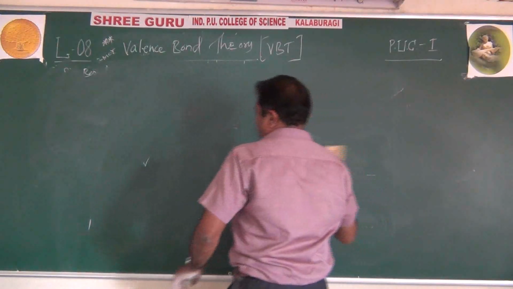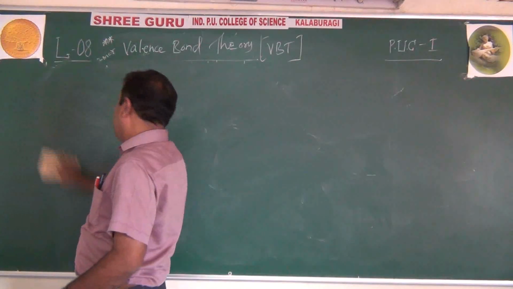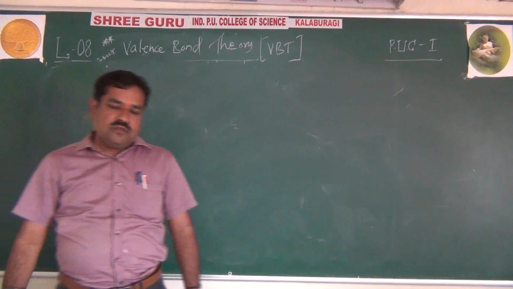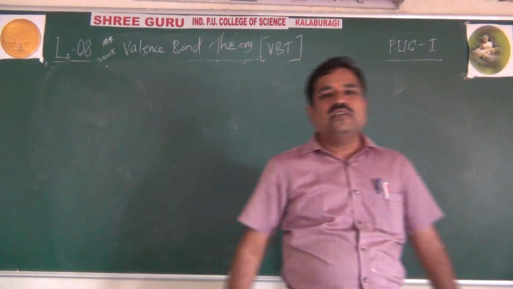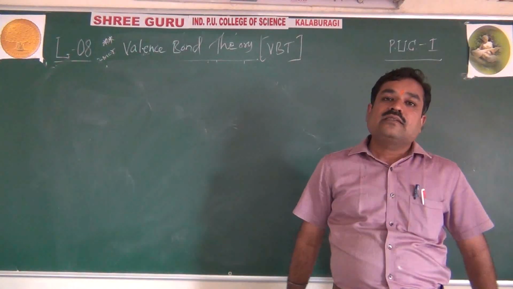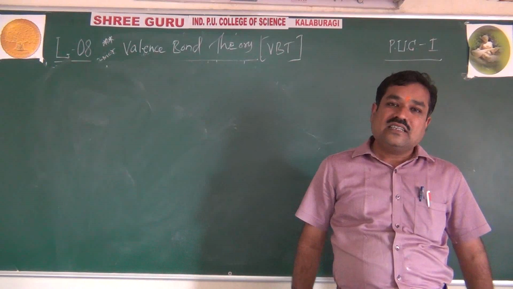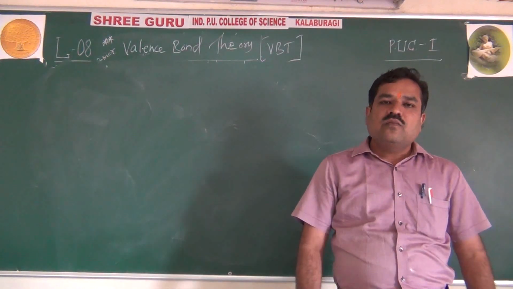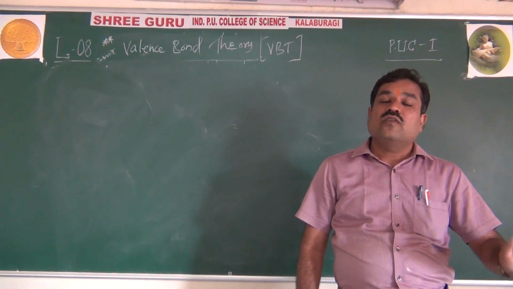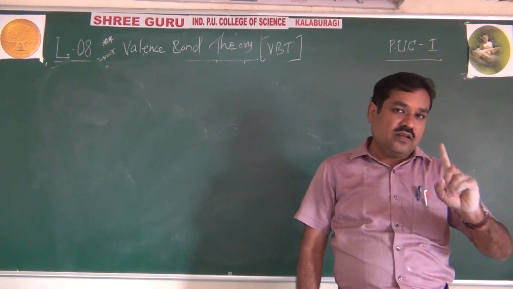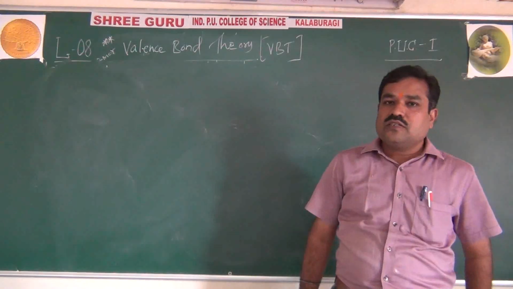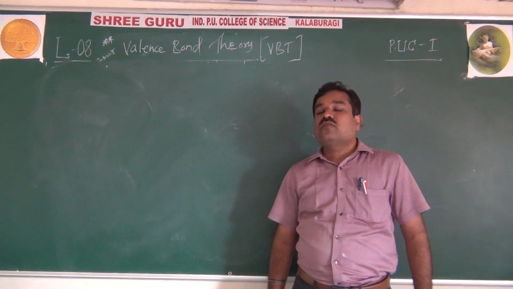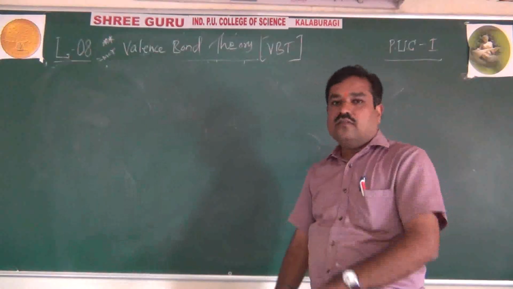And this pi bond is weaker. Why? Because extent of overlapping is less, probability is less. That's why pi bond is weaker than sigma bond. Sigma bond is stronger than pi bond. Why? Extent of overlapping along the internuclear axis is more than the sideways or lateral overlapping. Very, very important for theory 1 marks. They will ask you, why sigma bond is stronger than pi bond? Because extent of overlapping is higher than the sideways overlapping.